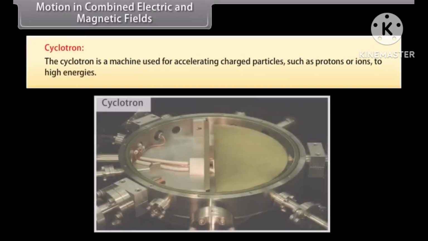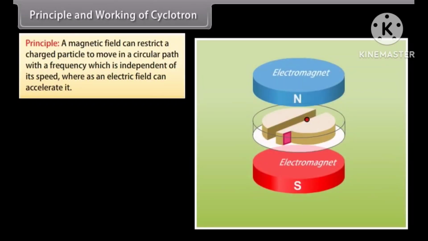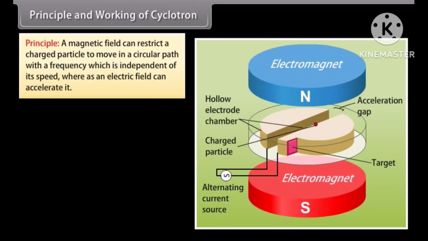Cyclotron. The cyclotron is a machine used for accelerating charged particles, such as protons or ions, to higher energies. Principle and working of cyclotron. Cyclotron works on the principle that a magnetic field can restrict a charged particle to move in a circular path with a frequency which is independent of its speed, whereas an electric field can accelerate it.